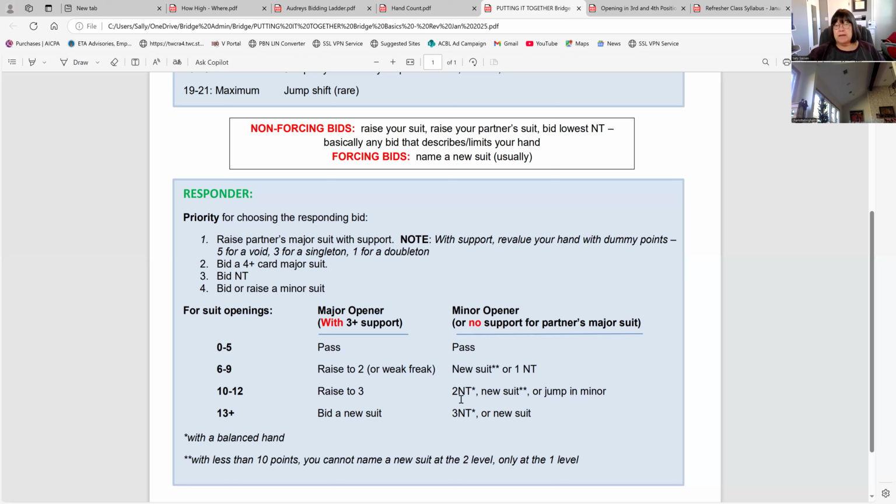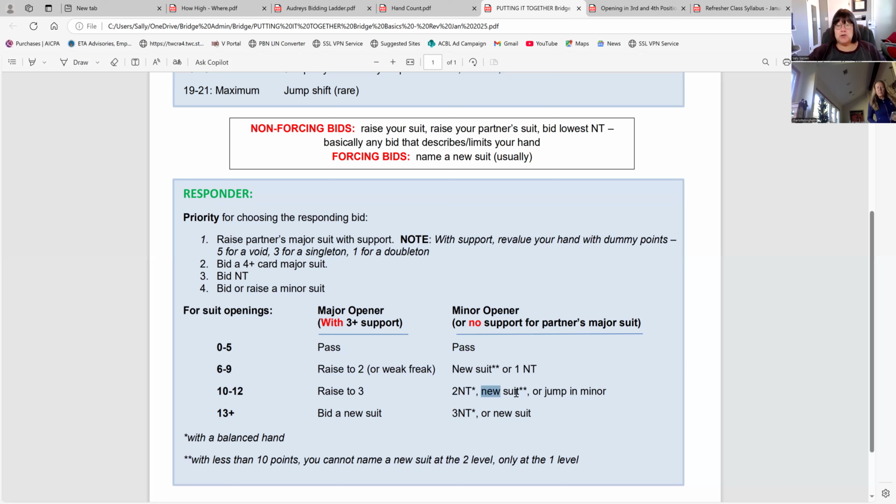If you have a little bit more, you've got at least 10 points. Now, if you have a balanced hand, you can bid 2 no trump. So 1 diamond, 2 no trump means 10 to 12 points, a balanced hand, and not a 4-card major. Because remember, my priority is if I have a 4-card major, I'll bid that first. But if I don't have that, then I'll bid no trump. So a balanced hand, I'll do that.